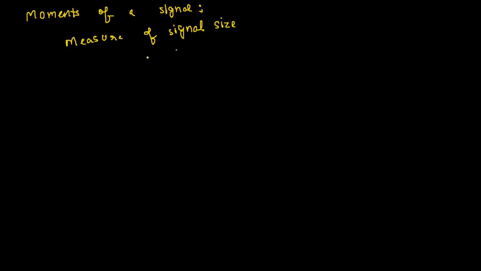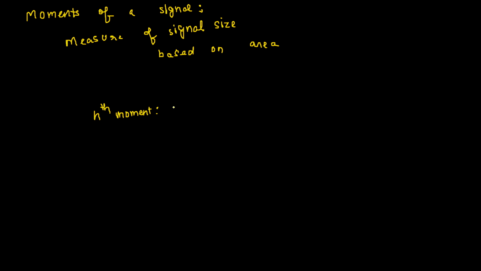Now we will talk about moments of a signal. So a moment is basically a measure of signal size based on area. That is the definition of moments, signal size based on area. Alright, so we have various moments. For example, let's say we have the nth moment.